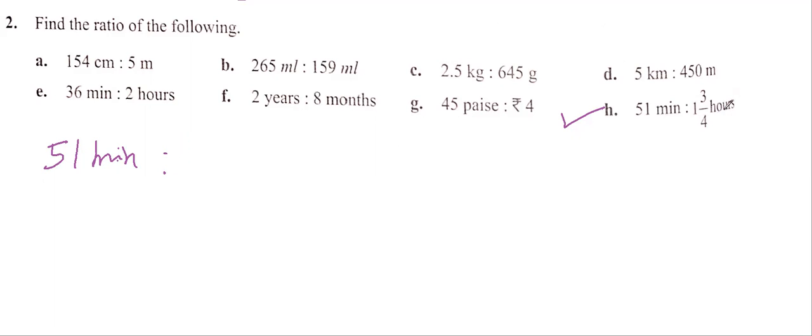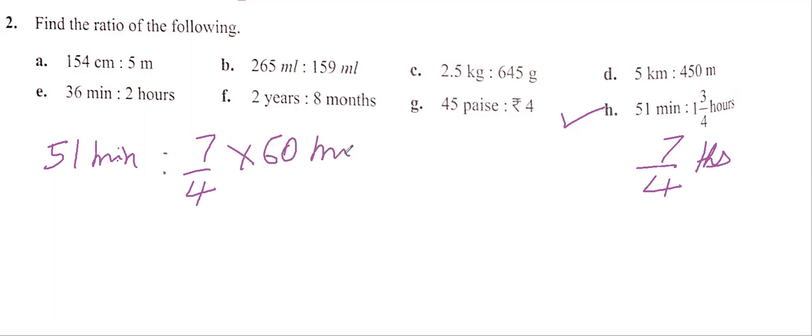4 1s are 4 plus 3 is 7. So this will be 7/4 hours. Now this 7/4 hours I am going to convert into minutes by multiplying by 60. Now here 60 divided by 4 will be 15. 4 1s are 4, and 4 15s are 60. Now here you have 51 and here you have 15. Both are divisible by 3. So I am going to divide by 3 here and I am going to divide by 3 here.